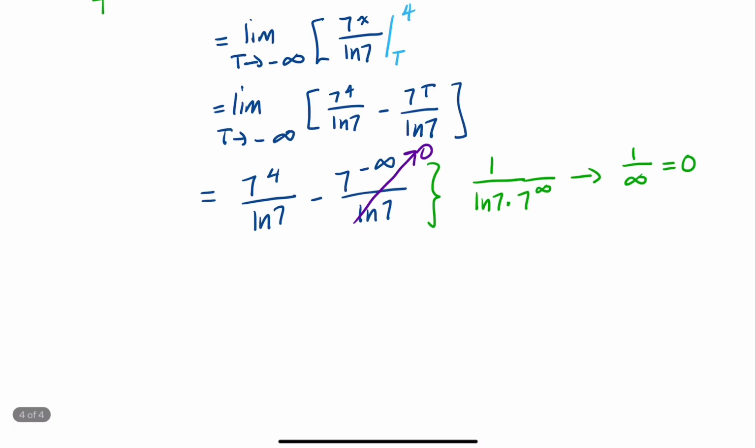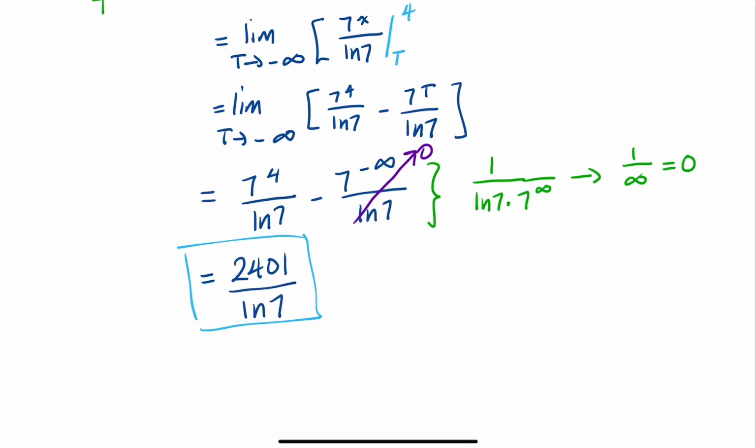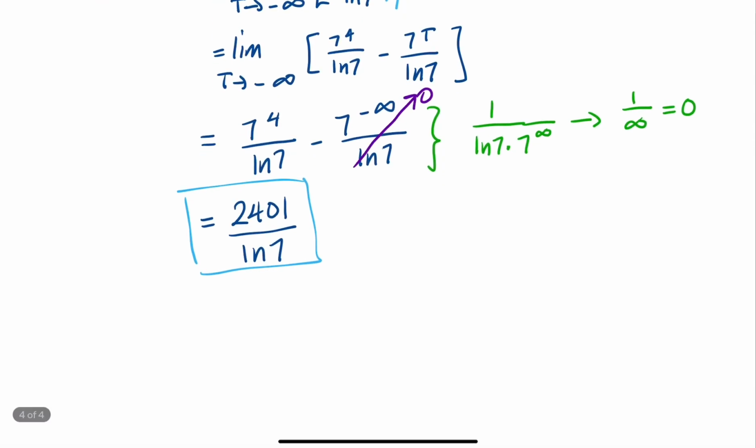And then we're going to be left with a final answer of 2,401 divided by ln 7. And as you can see, we got a finite answer for our answer. And so therefore we say that this is convergent.